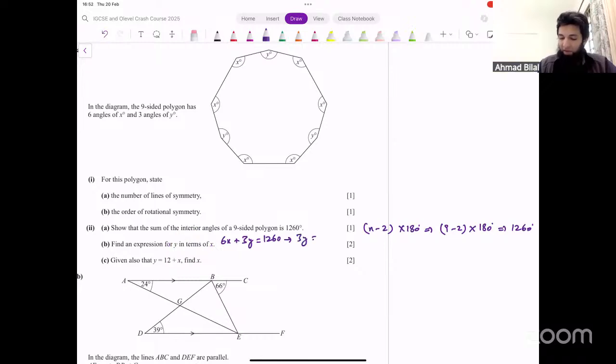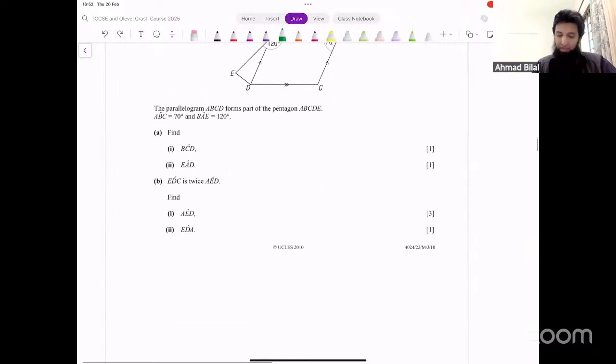That gives you 3y equal to 1260 minus 6x. And now, if you divide the whole thing by 3, 1260 over 3 is 420, and 6x over 3 is 2x. This is y in terms of x: y equals 420 minus 2x. Okay, so that's how you could use that in this particular question. Then in the next part, it says, given also that y equals 12 plus x, find x. You would just input y equal to 12 plus x here and solve that equation. That's fairly straightforward. We've done that in coordinate geometry. Let's look at another quick example.